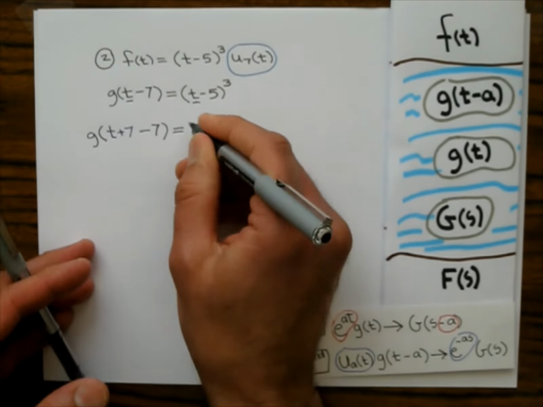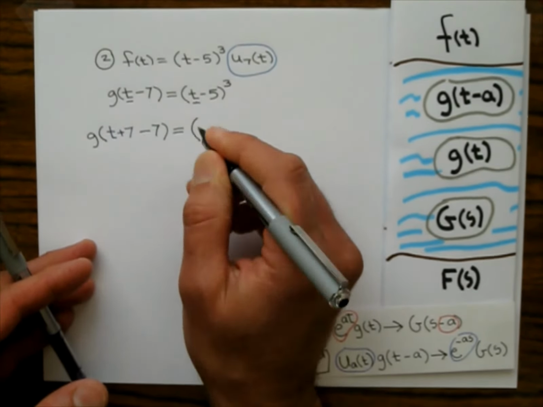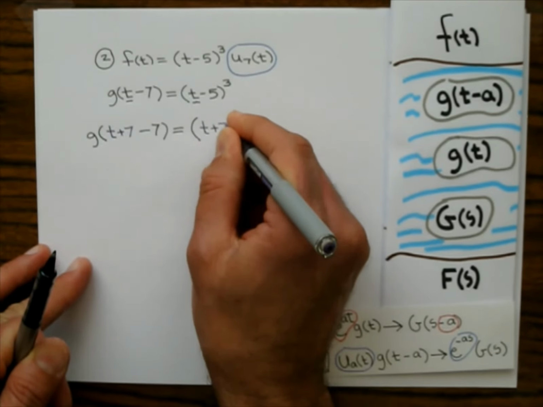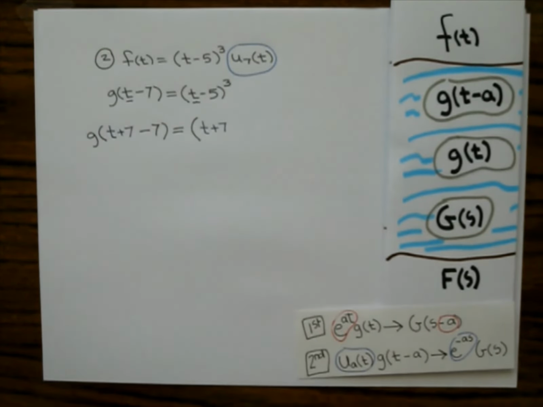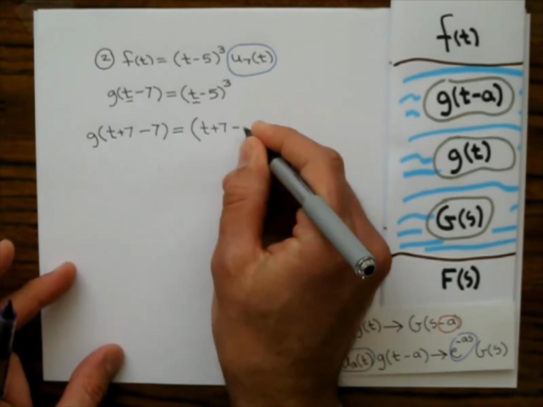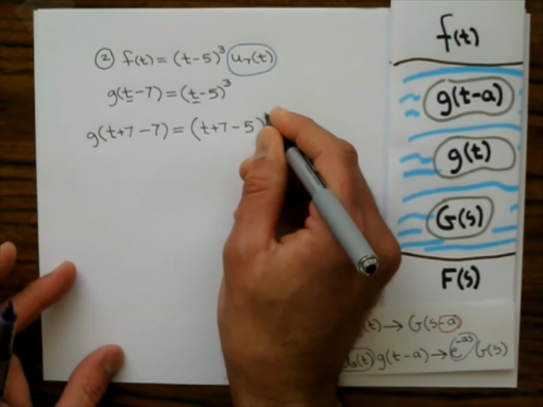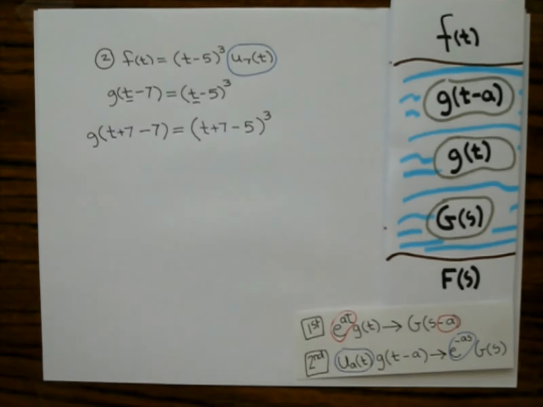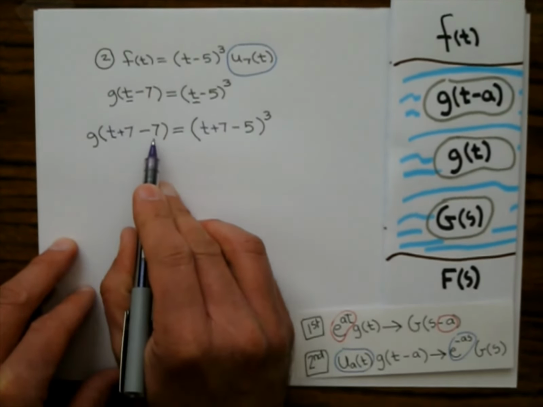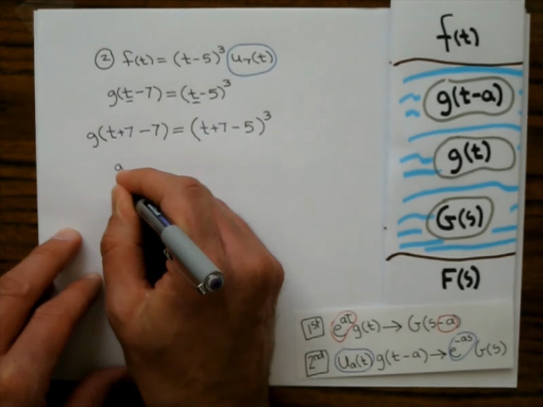This equals, this is t plus 7. It's like re-indexing when you're doing summation notation. And then I have minus 5. And then there's a cube there. So the left-hand side is going to be t plus 7 minus 7. That's t. So this is g.